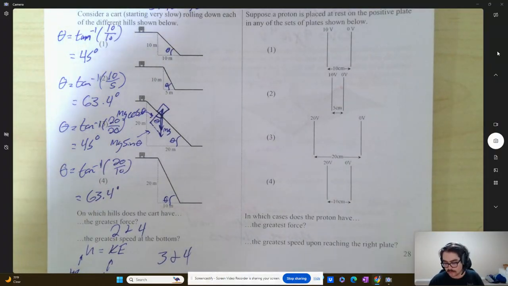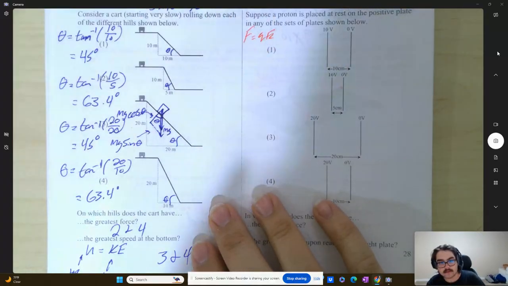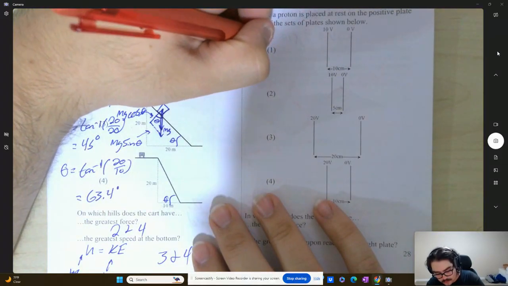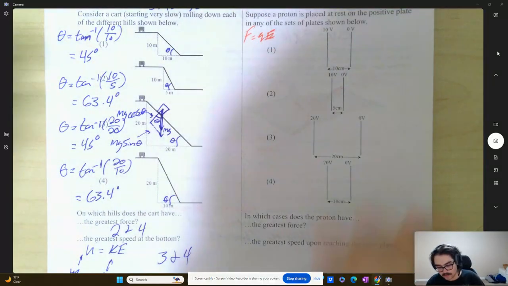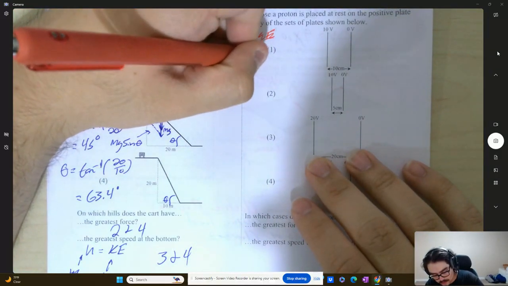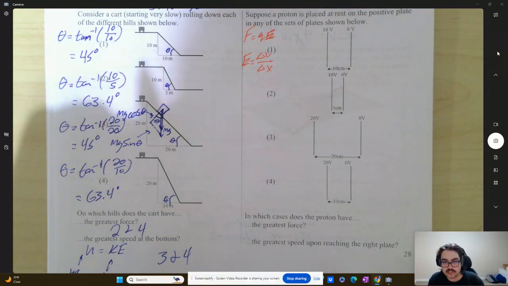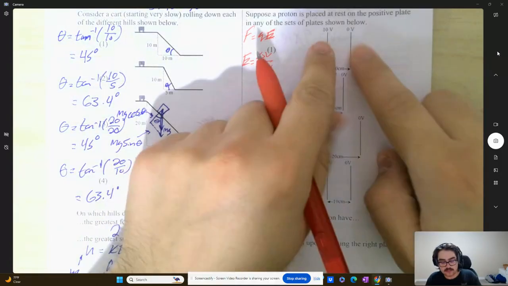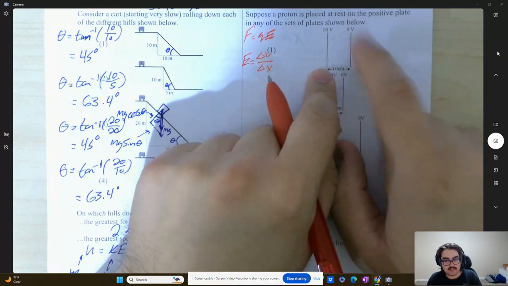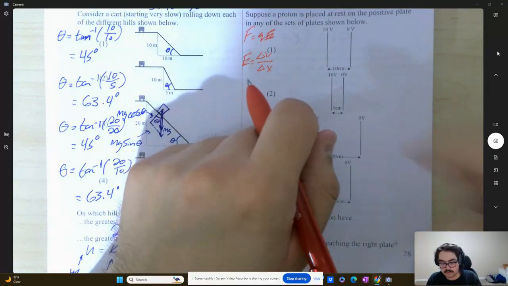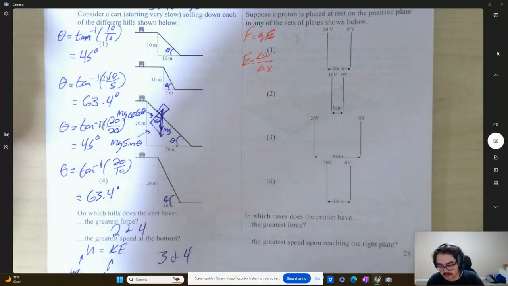Well, force. You know that force is equal to QE. And so if Q is constant, then if E changes, it's going to change the force, right? So we should know that E is equal to delta V over delta X, the change in potential over the change in X. The change in potential is literally the difference between the potential of the two plates. We've got 10 and 0, what's the difference? 10. 20 and 0, 20.